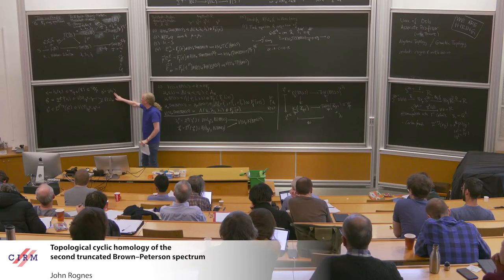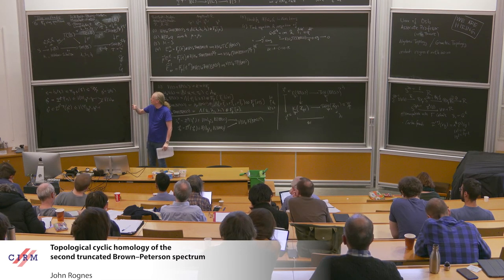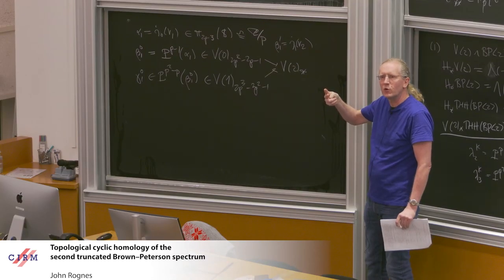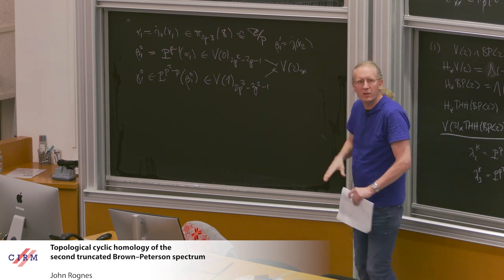Let's see. So if you think of V2 as a homotopy class in dimension 2p squared minus 2 of the V of 1 complex, and you pinch off to the top two cells, you get a class in mod p homotopy that I'm going to call beta 1 prime. Sometimes it's either beta 1 prime or beta 1 bar in the literature. And if you pinch off once more to the top cell, you get beta 1. But we're going to stop at mod p.